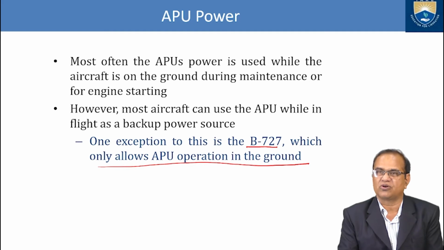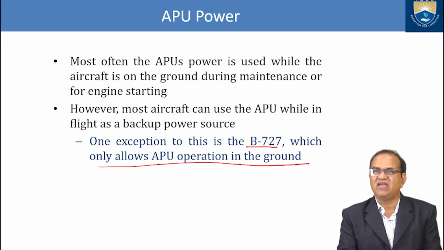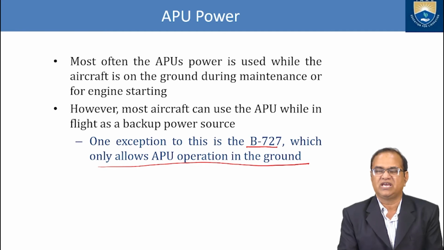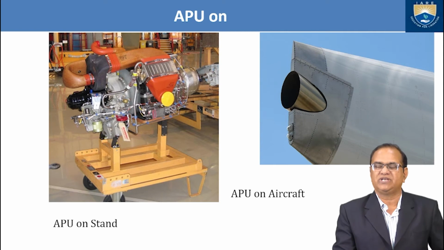We have to ensure that we should not start them, because the fuel consumption is very high. The life of the main engine is reduced. Engines are very costly. So on the ground, we use only the auxiliary power unit, and that power unit will supply power for the maintenance of the aircraft. This you can see here. I have shown you here.